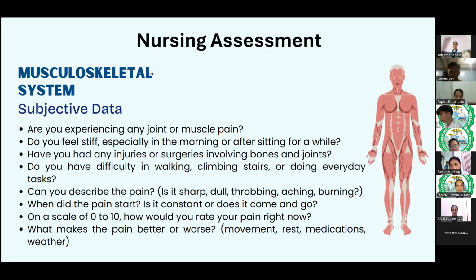Can you describe the pain? Is it sharp, dull, throbbing, aching, or burning? When did the pain start? Is it constant, or does it come and go? On a scale of 0 to 10, how would you rate your pain right now? What makes the pain better or worse? Can you describe what kind of movement you do, rest, what kind of medications you take, or in what certain weather the pain occurs?